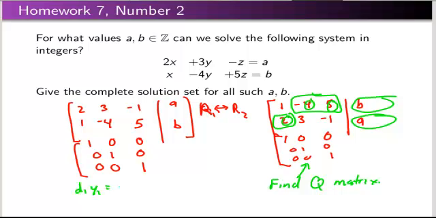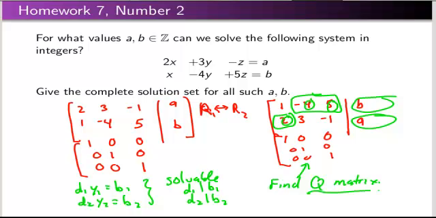d1 y1 equals some b1 entry, and d2 y2 will equal some b2 entry, and you'll discover, aha, this is solvable if and only if d1 divides b1 and d2 divides b2. That'll give you some constraint on what b and a have to be in order to be solvable, and then you actually solve the system by introducing the change of variables matrix. Again, I have an example worked out in the notes you can take a look at.